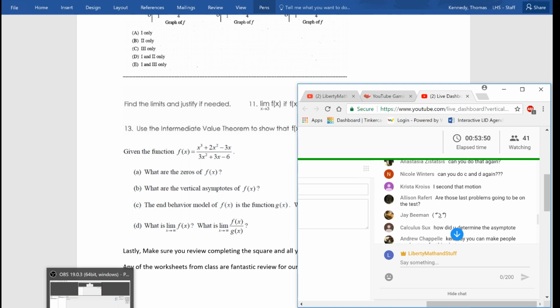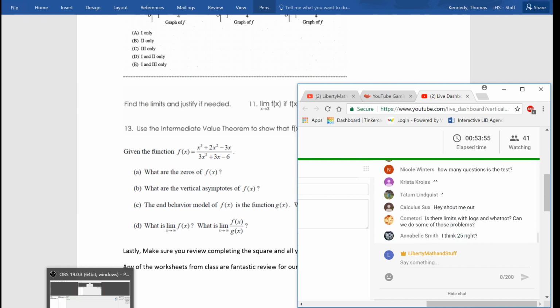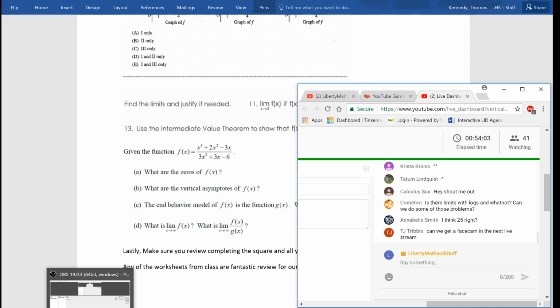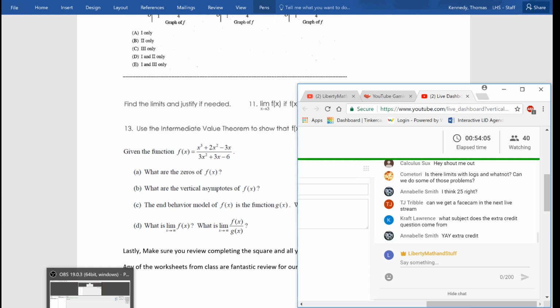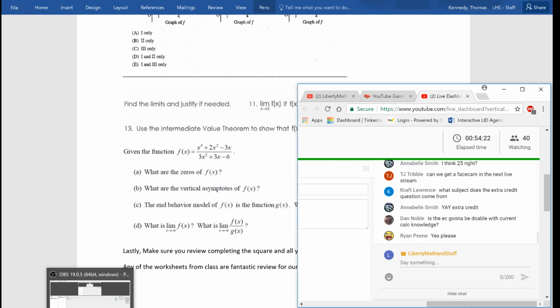Somebody asked me about something else. Oh, they wanted me to do more intermediate value, I think. So I can do that. Are there limits with logs and whatnot? Yes, yes, yes. Can we get a face cam now? No, we're good. Okay, so is the extra credit going to be doable with your current calc knowledge? It does not require calc knowledge, but it does help to have calc knowledge. It's just very doable without the calc knowledge.